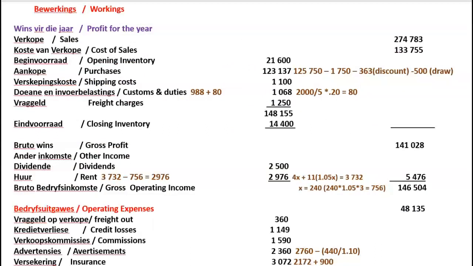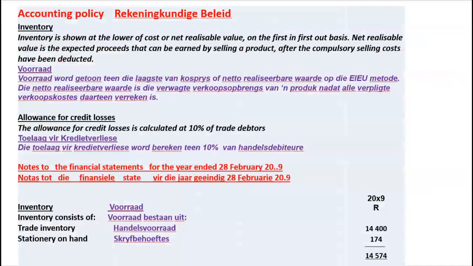So what I would like to focus on is our statement of financial position. So let's start with our notes. First note is on inventory. And guys, you must use these same words. Inventory is shown at the lower of cost or net realizable value on the first in, first out basis. Then you must explain what is net realizable value. Net realizable value is the expected proceeds that can be earned by selling a product after all compulsory selling costs have been deducted.